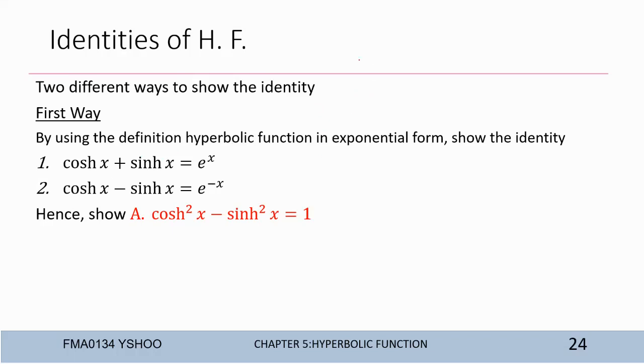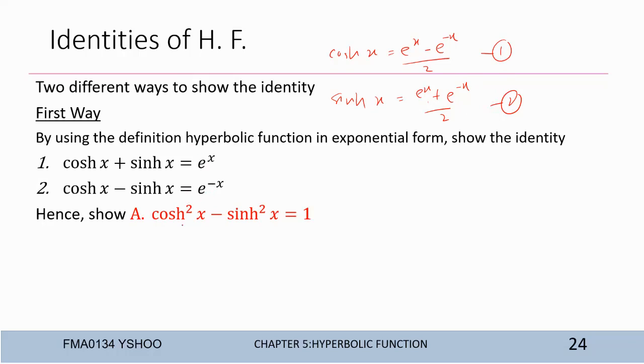Basically, we are using the definitions: cosh x is (e^x plus e^(-x)) over 2, and sinh x is (e^x minus e^(-x)) over 2. So when we have cosh x plus sinh x, we sum equation 1 and equation 2, and we get e^x. Conversely, for cosh x minus sinh x, we use equation 1 minus equation 2, and we get e^(-x).